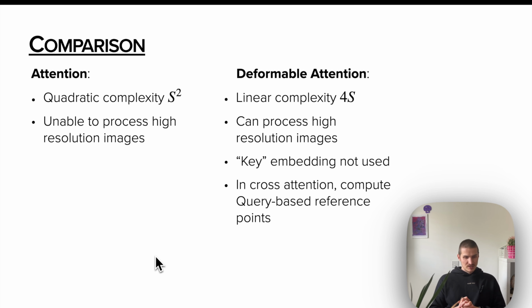Another big difference in deformable attention is that you are not using key embeddings. So you miss that extra step of cross interaction between one element of the sequence and another element of the sequence. You just decide on the attention mask based on one element.